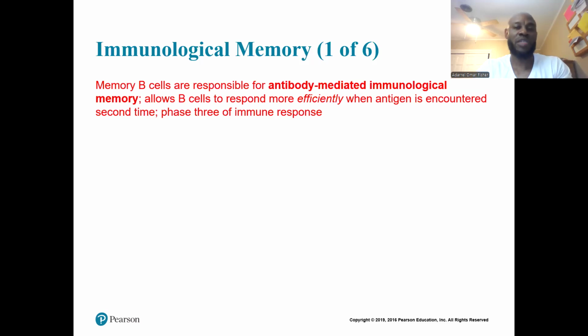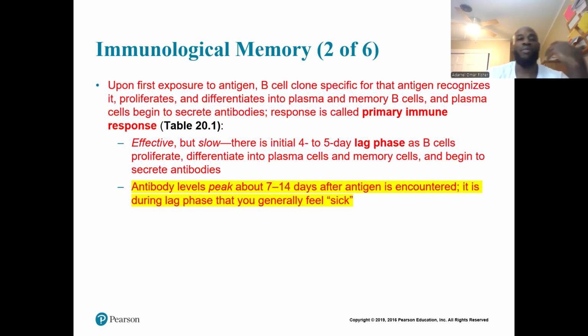The memory B cells are responsible for the antibody-mediated immunological memory. These B cells respond more efficiently when antigen is encountered a second time, which is the third phase of our immune response. So, upon first exposure to an antigen on the surface of a cell that's not supposed to be in our body, the B cell clone specific for that antigen recognizes it, proliferates, differentiates into plasma and memory B cells, and plasma cells begin to secrete antibodies.